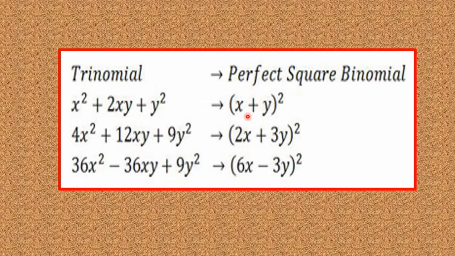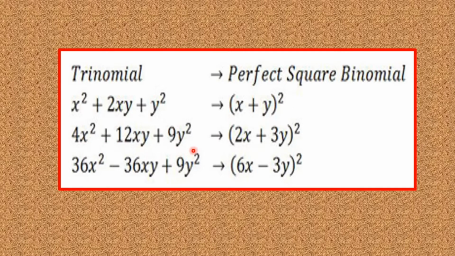So, paano ito isulat sa perfect square binomial? Kunin mo lang yung root ng x, and then yung sign ng middle term, which is plus, and the root ng y ng last term. Yan. So, ang sagot dito ay quantity of x plus y squared.